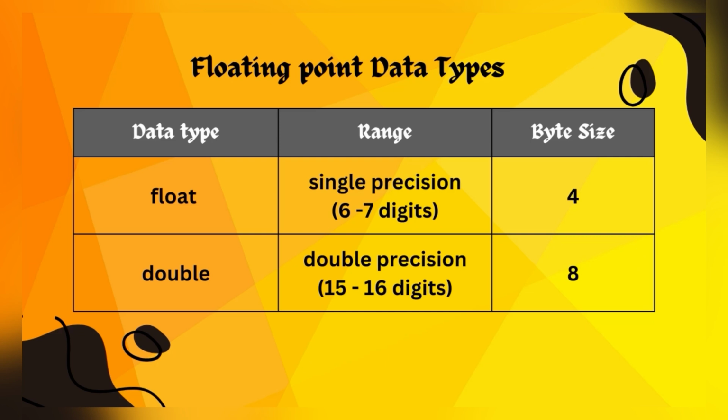As I mentioned for integer data types, the same logic applies to floating point data types as well. If memory efficiency is a priority and the value you want to store fits within the range of a float, you can use the float data type. Otherwise, for higher ranges, you should use the double data type.